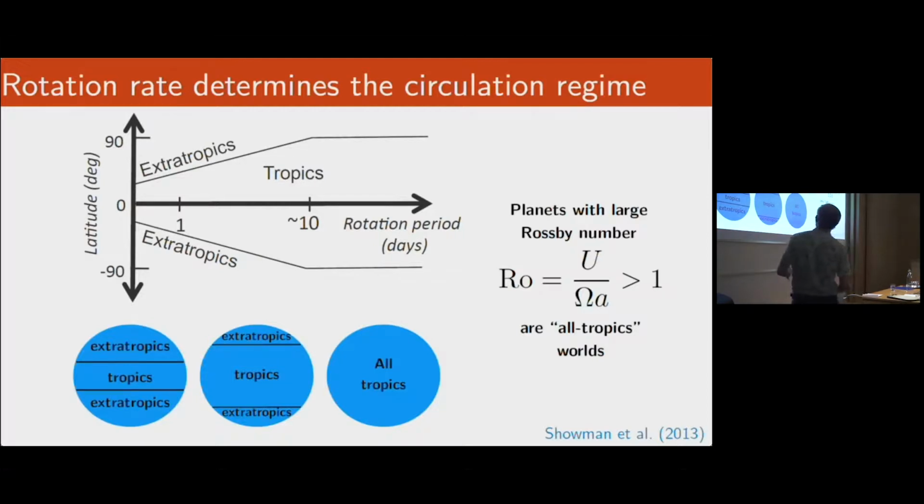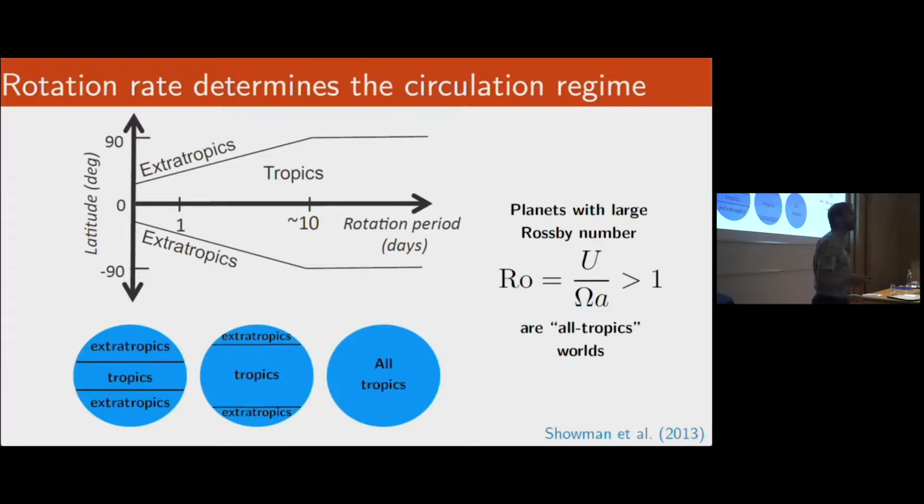This goes from an Earth-like rotation period of 1 day, where we have tropical regions and extratropical regions. As we go to longer rotation periods, the tropical regions widen. Once you hit a rotation period of about 10 days, the entire planet is an all-tropics world, where rotation is relatively unimportant in the overall force balance. You can characterize this by the Rossby number of the planet. If the Rossby number, which is the ratio of advective to Coriolis forces, is large, then the Coriolis forces can be neglected in a global sense.